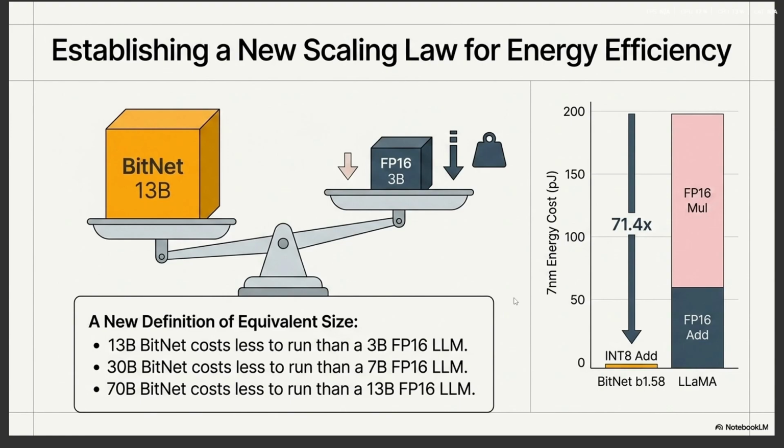This does not mean the entire system becomes exactly 71 times cheaper, because the full system also includes memory access, communication, and other overheads. Still, this result shows that the core computation becomes much more energy efficient. The paper also suggests a new scaling idea. A larger BitNet model may cost less to run than a smaller FP16 model.